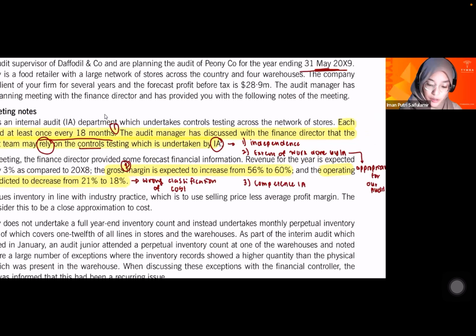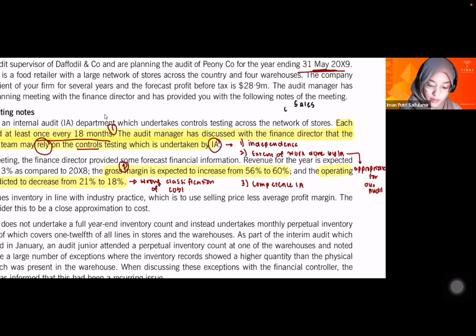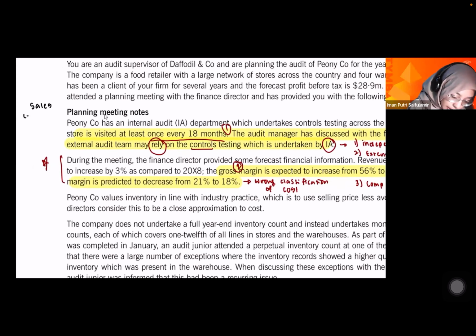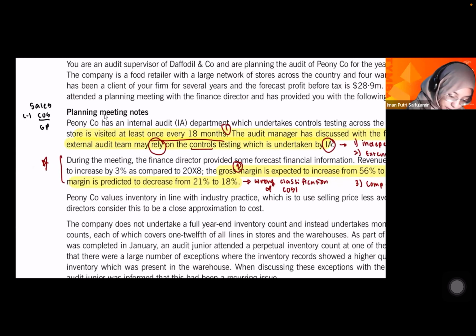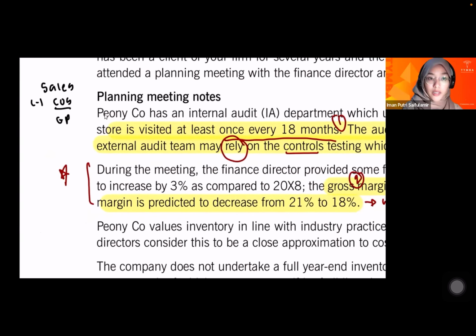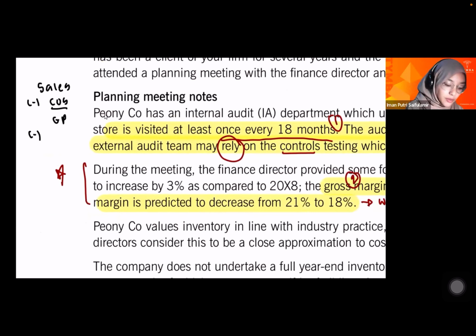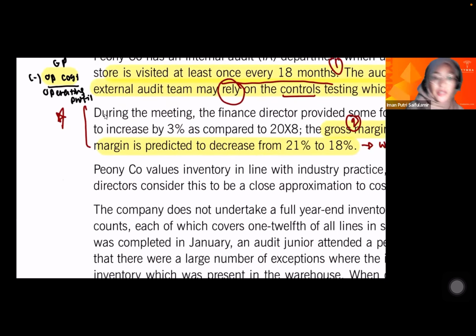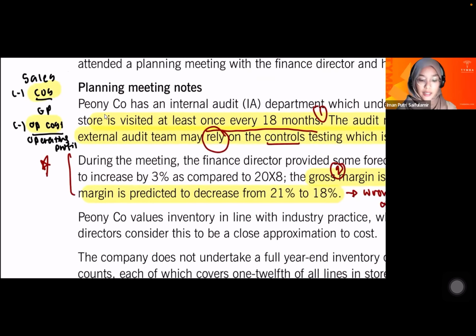Basically, it would be sales minus cost of sales, and then we get your GP, right? And then we will minus the operating cost, and then we will get operating profit, right? So maybe they have incorrectly classified between the cost of sales and the operating cost here. Okay, so this is the second risk here.